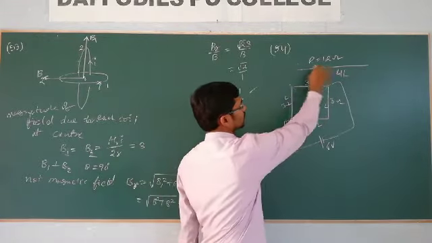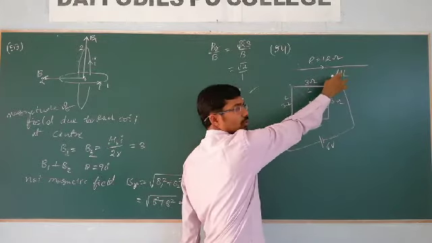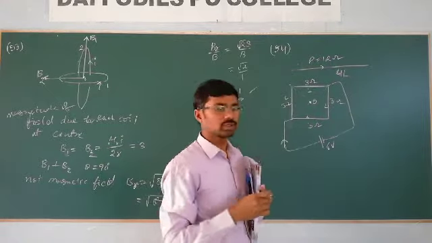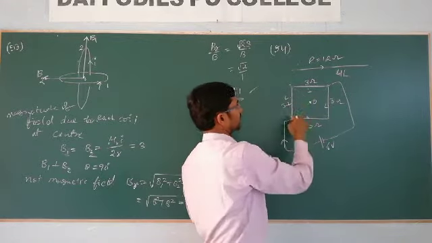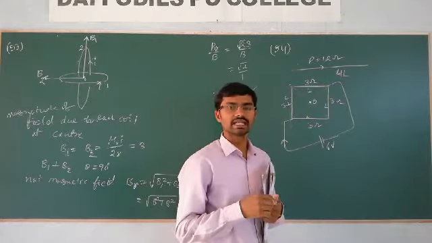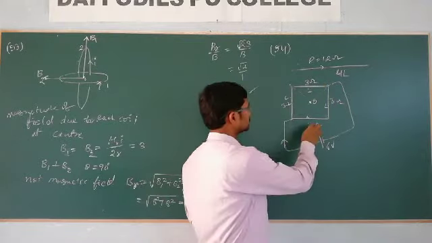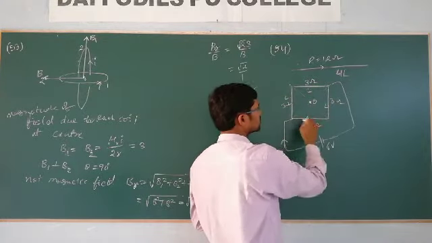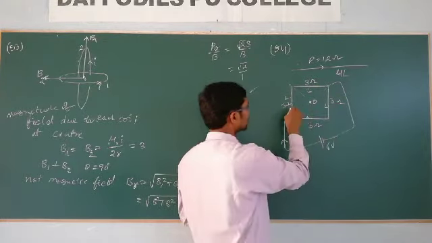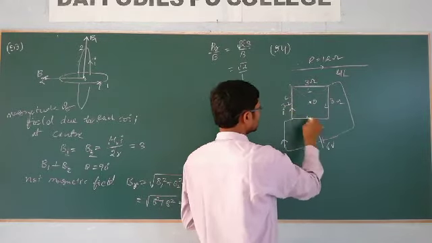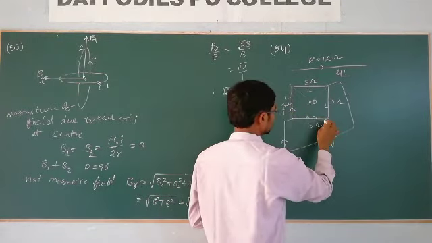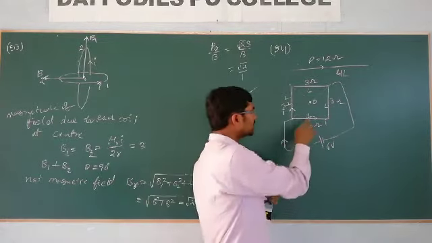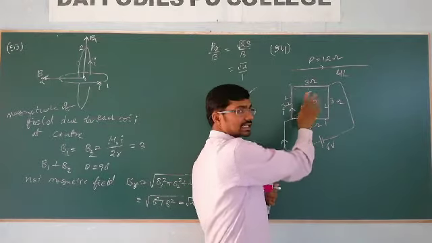Let me take the side as A, so the total length is 4A, and the four parts together have resistance 12 ohm. Since resistance is directly proportional to length, each side is 3 ohm, 3 ohm, 3 ohm, 3 ohm. Now these two are in series and these two are in series, therefore the current will be divided equally. And if you observe clearly, the magnetic field due to each side at this center remains the same.